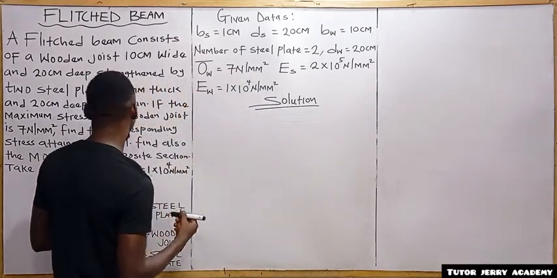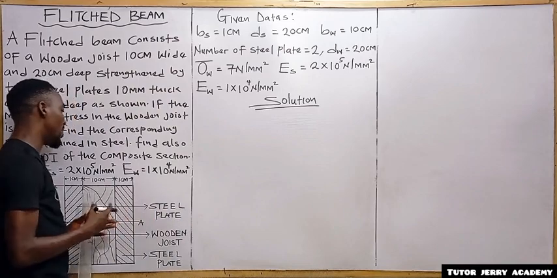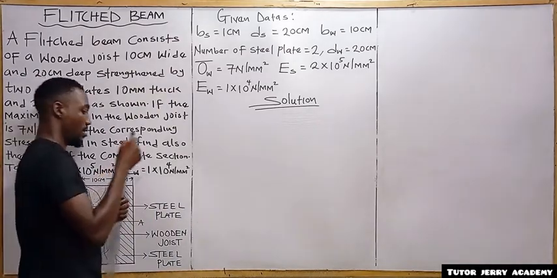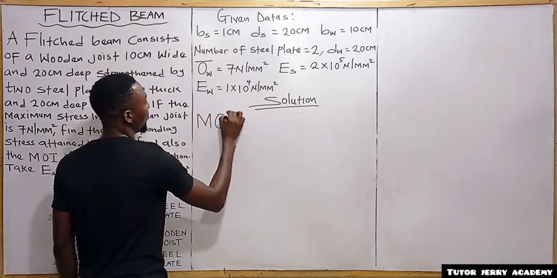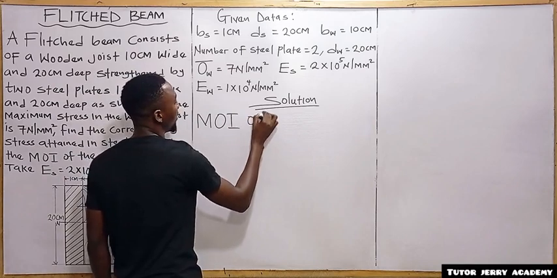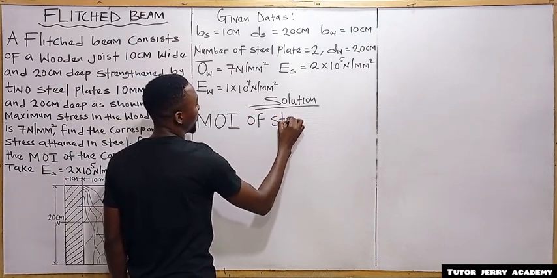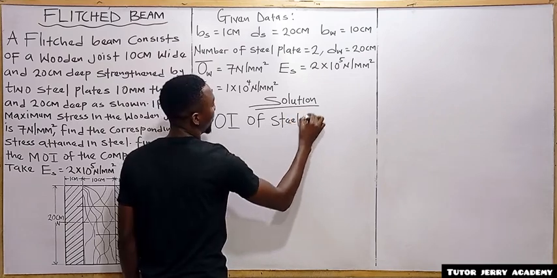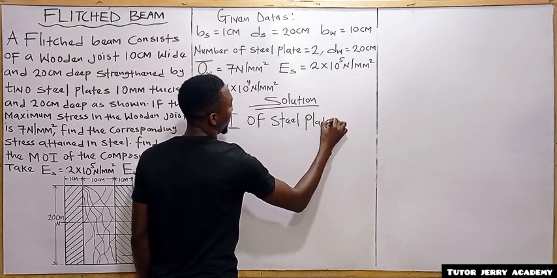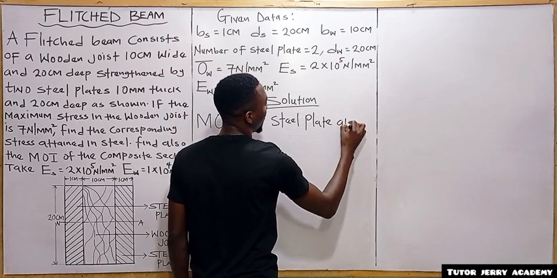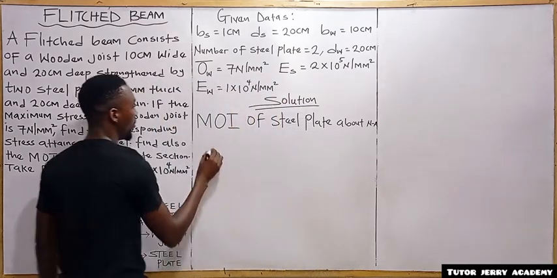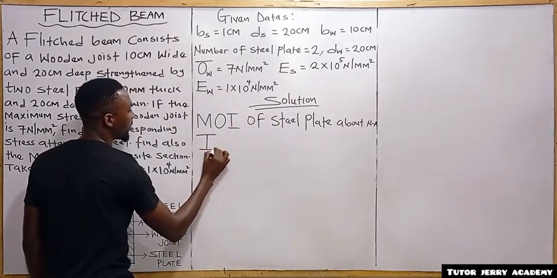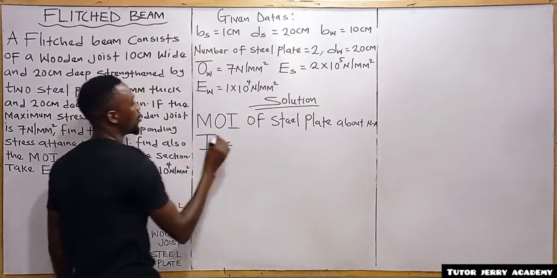All right. So for us to start the solution of this question, we are going to start with the moment of inertia of the steel plate about the neutral axis.